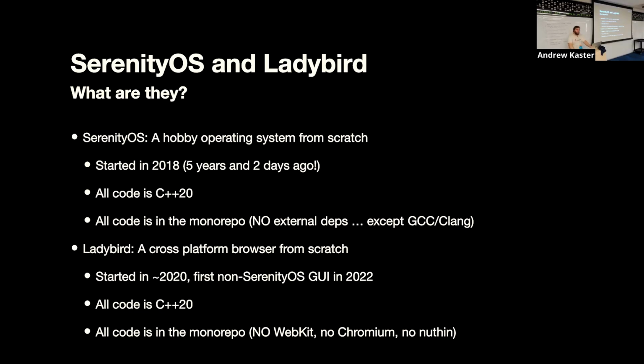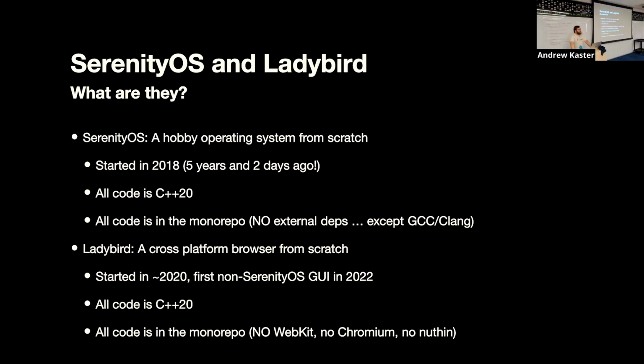Adjacent to the Serenity OS operating system is the Ladybird browser. Ladybird is a cross-platform browser from scratch. It grew out of the Serenity OS project, started in about 2020 or so, and we made the first non-Serenity OS GUI for it in 2022, and that was a Qt GUI. All the code for that is also C++20, and also in the mono repo. The interesting thing about the Ladybird browser is that it's not WebKit and it's not Chromium. It's all from scratch, which tends to get people in the web browser space excited.